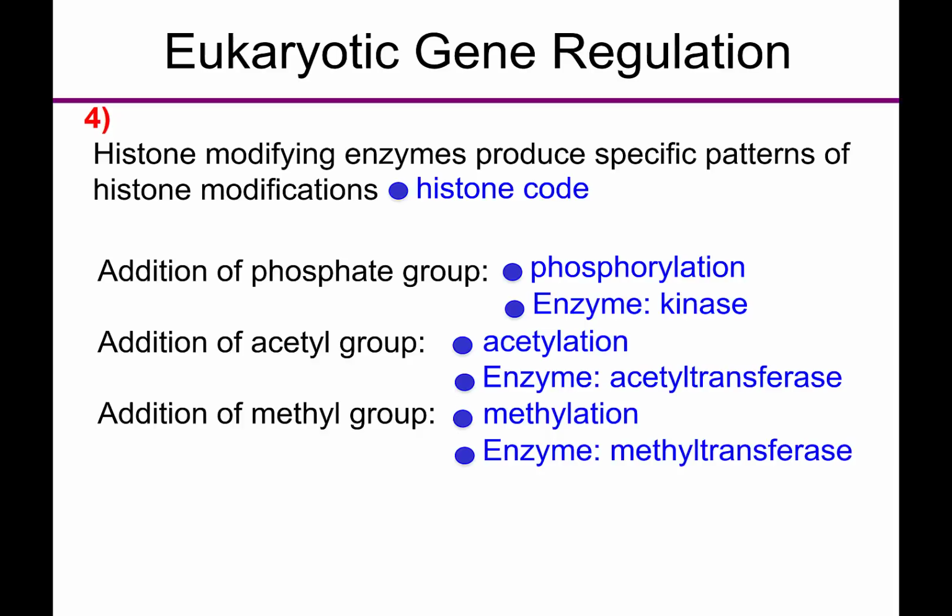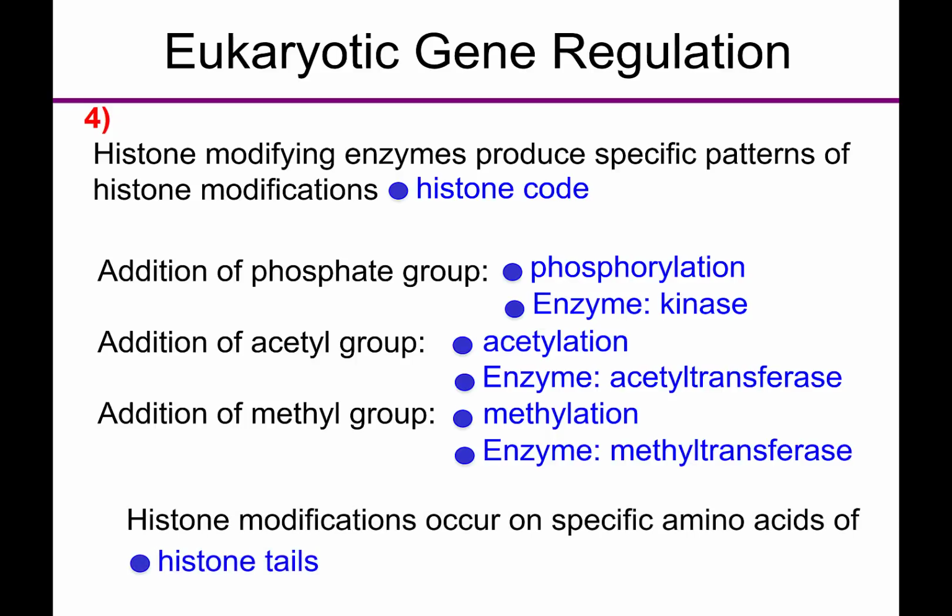You can add a methyl group. That's called methylation. The enzyme that does that is a methyltransferase. Importantly, there are kinases, acetyltransferases, and methyltransferases that act on other proteins elsewhere. But here we're talking about histone modifications, modifying the histones. The histone modifications occur on specific amino acids of the histone tail.